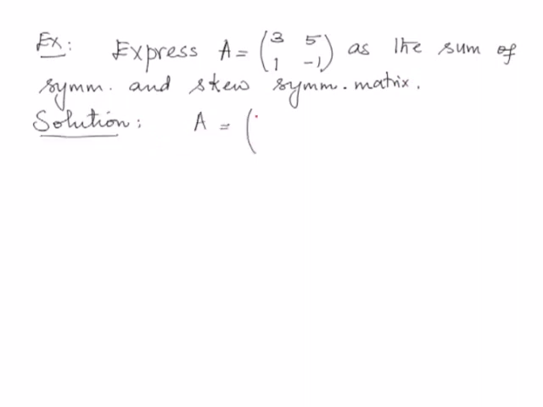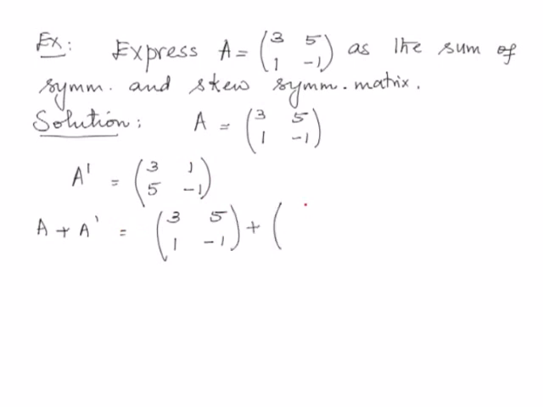Given A is equal to [3, 5; 1, -1]. So, what will be A dash? A dash is equal to [3, 1; 5, -1], since 3, 5 on the first row becomes the first column, and 1, -1 on the second row becomes the second column. So, A plus A dash is [3, 5; 1, -1] added with [3, 1; 5, -1]. On addition we arrive at [6, 6; 6, -2].